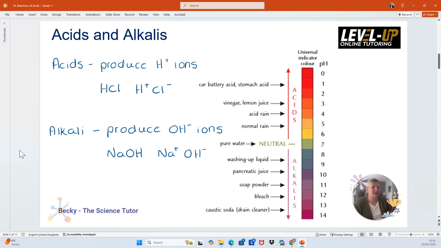Now alkalis tend to be quite soapy, and again I am not suggesting that you go around feeling different substances. You know, if you're going to have a feel of bleach, make sure you've got some gloves on. However, if you look at it, you can see washing up liquid, any forms of soaps, toothpastes tend to be quite alkaline. Cleaning products, soapy products are where you're going to find your alkalis.